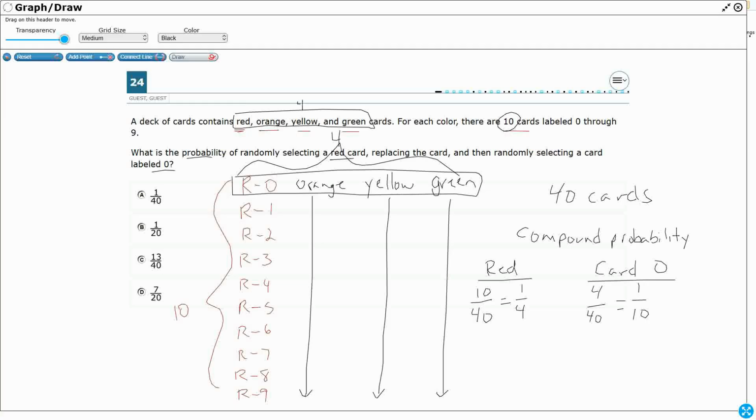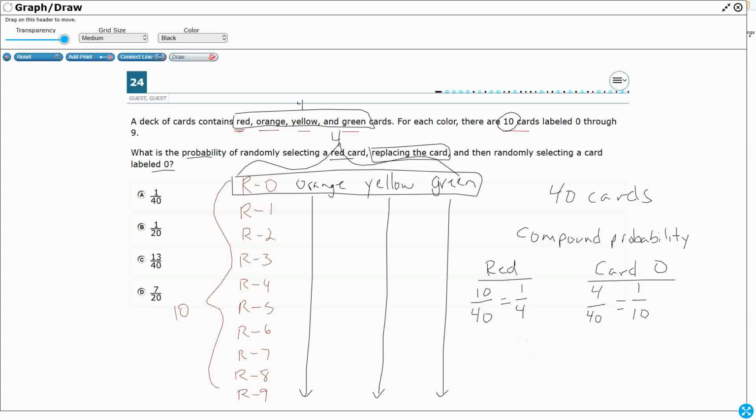Now, we don't want to skip over this. The fact that we replace the card makes a big difference, because if not, then the denominator would, instead of being 40, be 39, because you keep that red card out. And then what if they pull the red 0? That would have really messed everything up. So when you see replacing the card, that means we're going to keep that denominator at 40 on the two separate simple events.